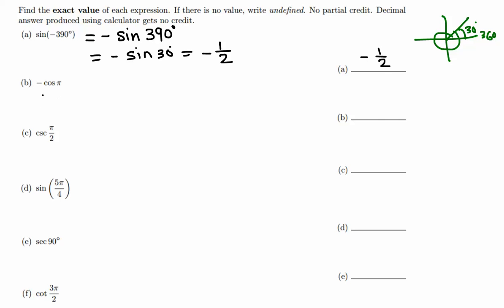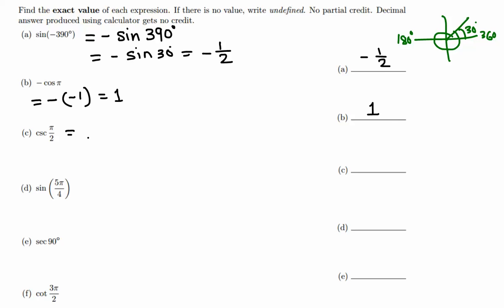In the same way, for part B, cosine of pi is 180 degrees. If we take a unit circle, it is the point negative 1, 0, so cosine pi is negative 1. The minus and the negative 1 make positive 1, so the answer for part B is 1.